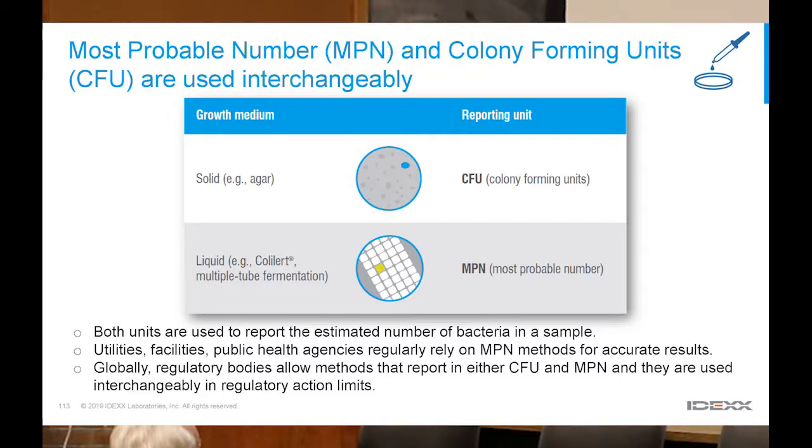And every regulatory body, whether it's in Canada, US, Europe, Australia, China, Japan, they all recognize that those types of units are used interchangeably. So in other words, if your limit is 100 organisms per mL, it can either be reported as 100 CFU per mL or 100 MPN per mL, and those are considered equivalent and used interchangeably. Does that make sense?